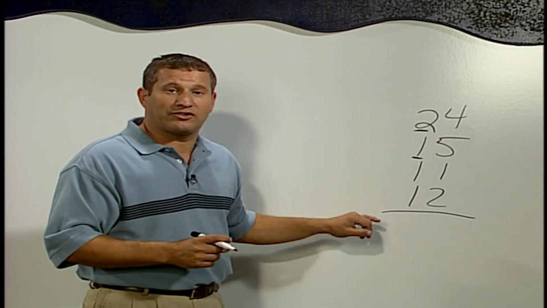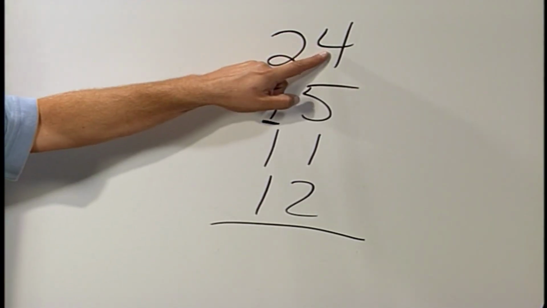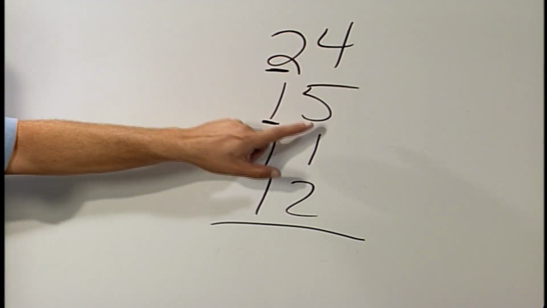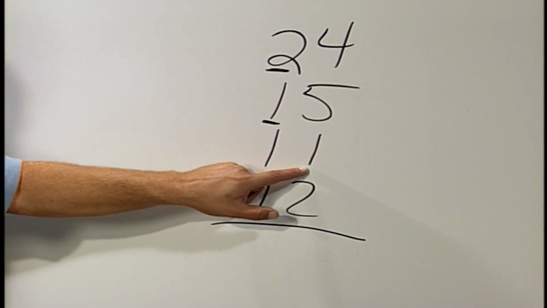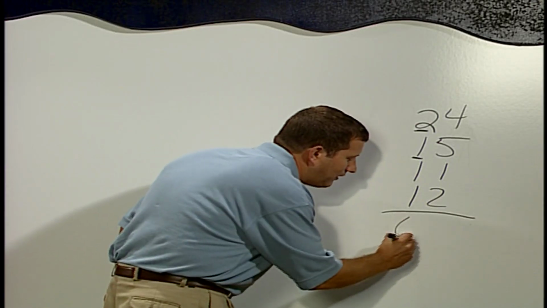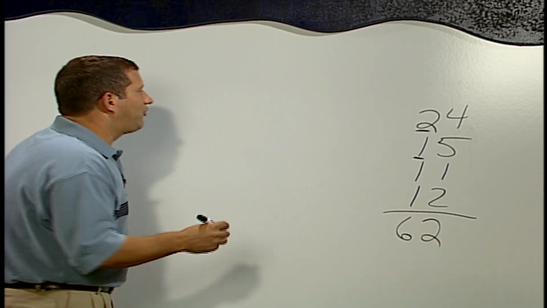Then we go up here to the next column. 50 plus 4 gives us 54. We add 5 more, and you get 59. 1 more is 60, and 2 more is 62. Let's try one and see how you do.